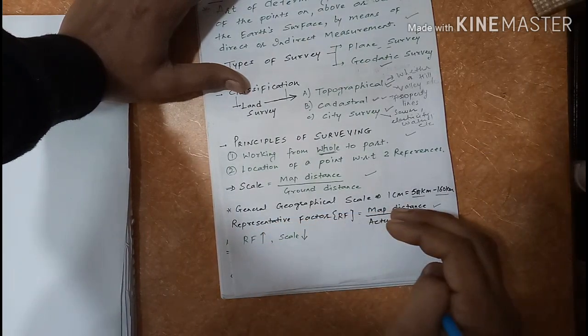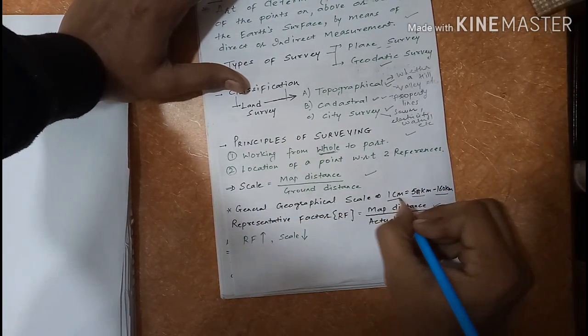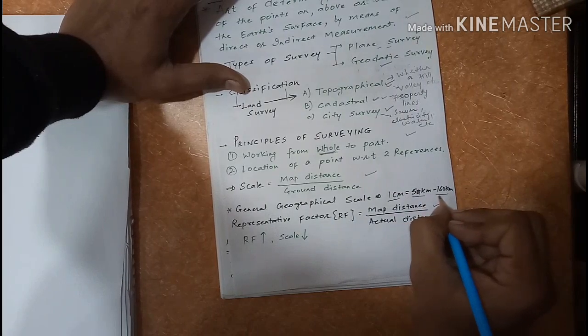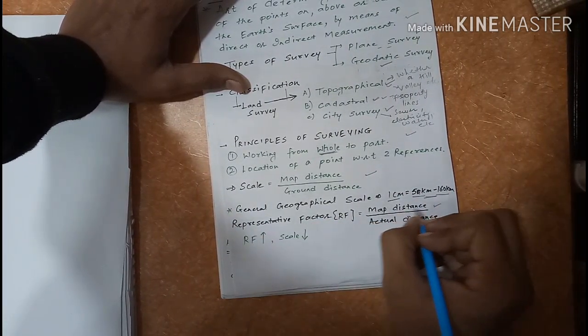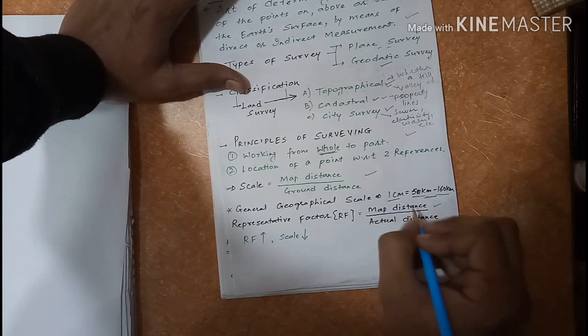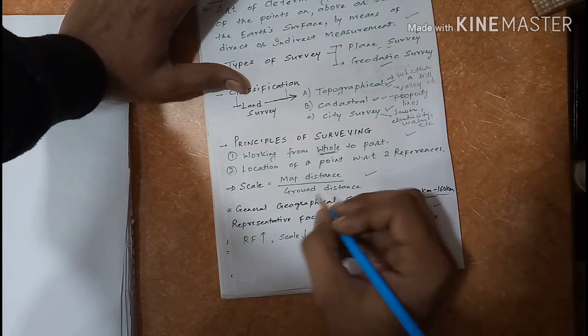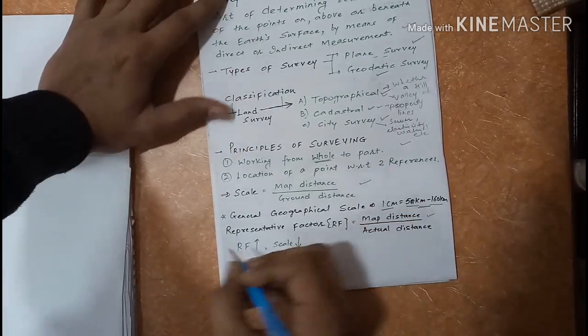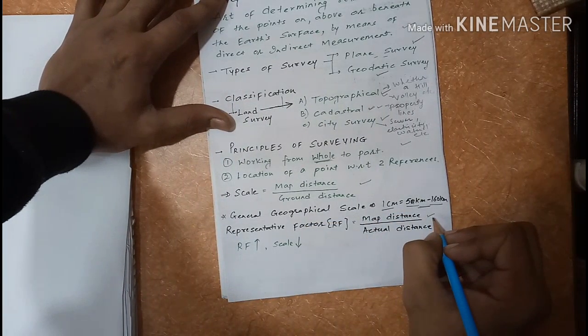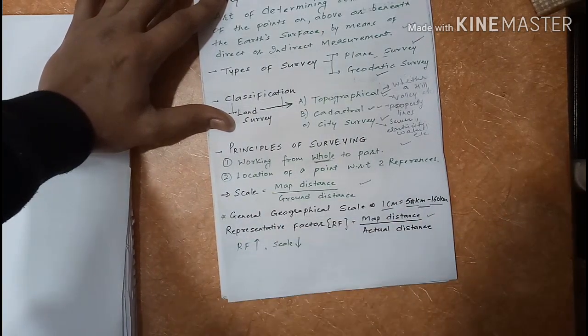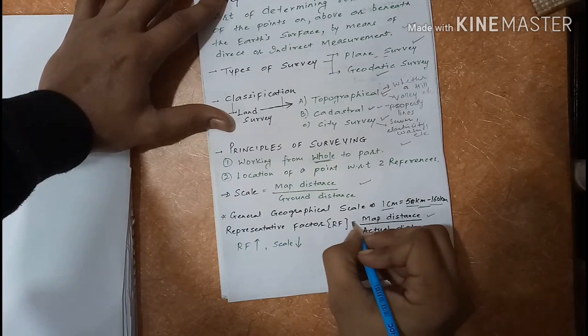The general geographical scale that is used is 1 centimeter equal to 5 kilometers to 160 kilometers. Representative factor is map distance upon actual distance. It is almost the same as the scale. The scale is the technique through which ground distance is represented on paper, and it is the ratio.